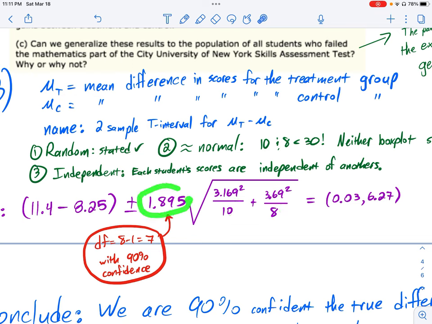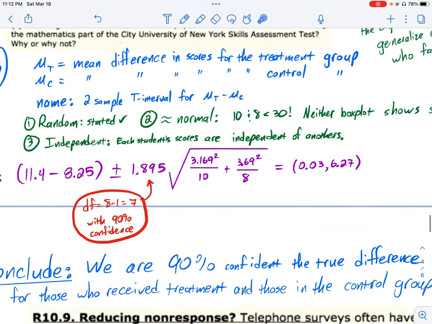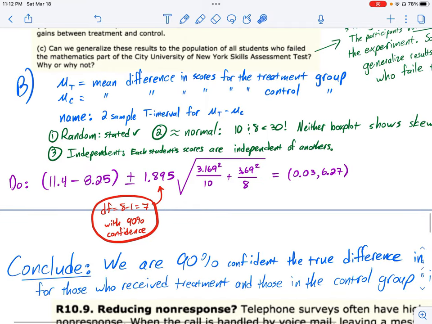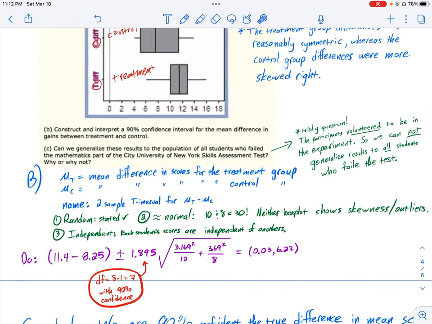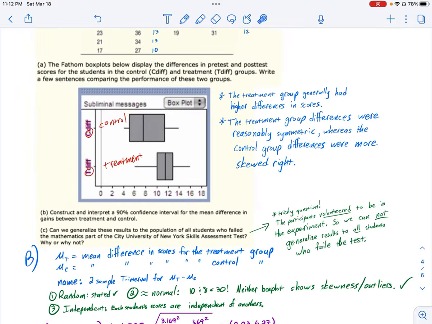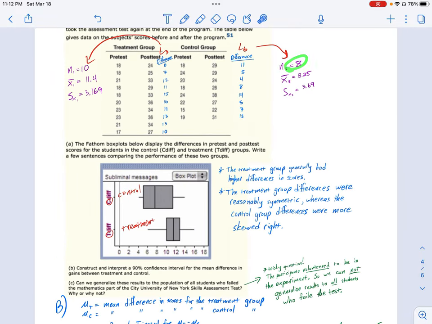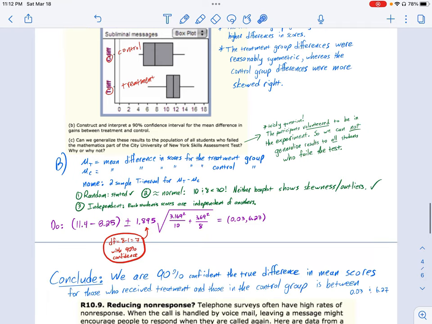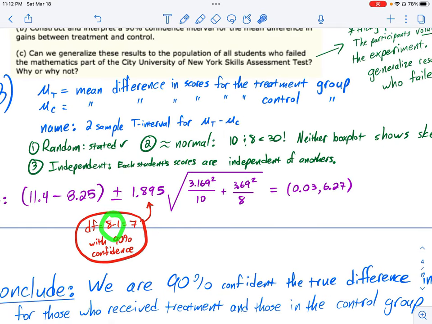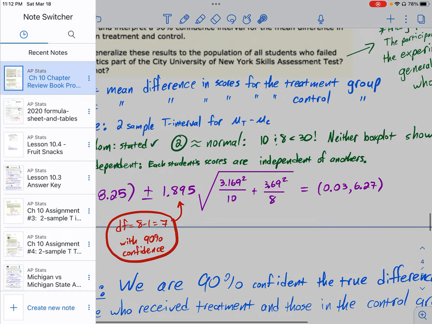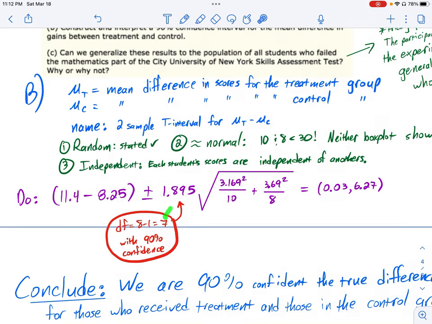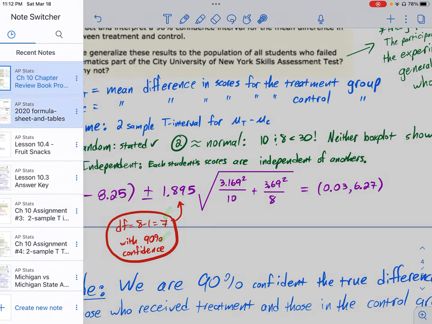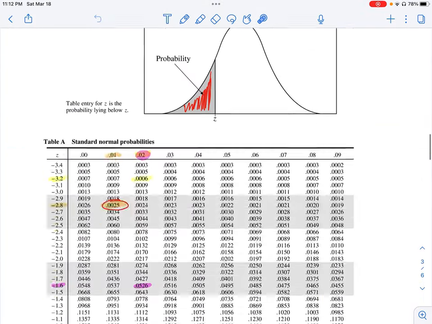Also, where in the world does this come from? This is the degrees of freedom with a 90% confidence. When you do degrees of freedom, remember I have two sample sizes, 8 and 10, so I always pick the smaller one, 8, and do 8 minus 1. So I need to look on my green packet. Where does 7 and 90% confidence intersect on the formula sheets? On table B.